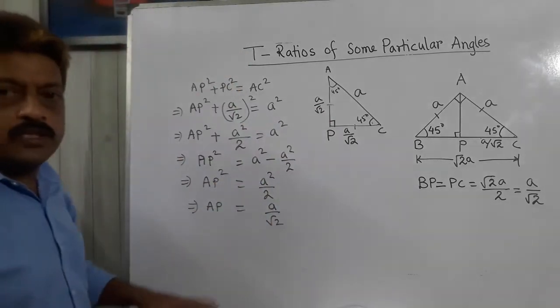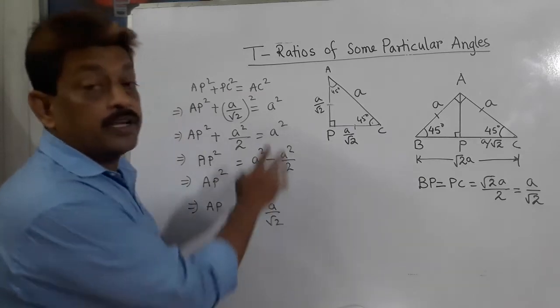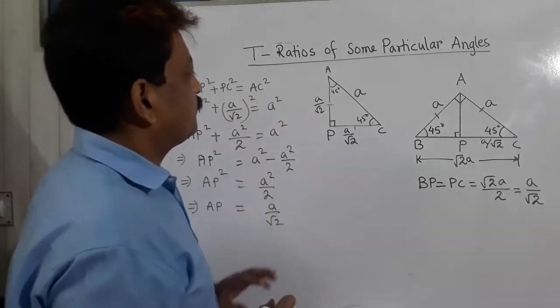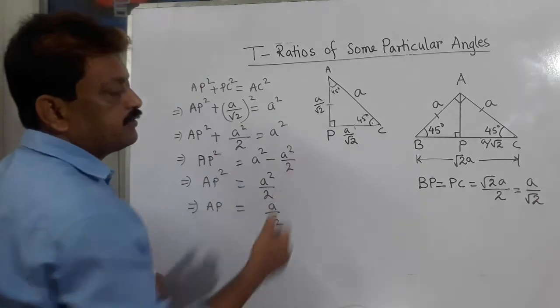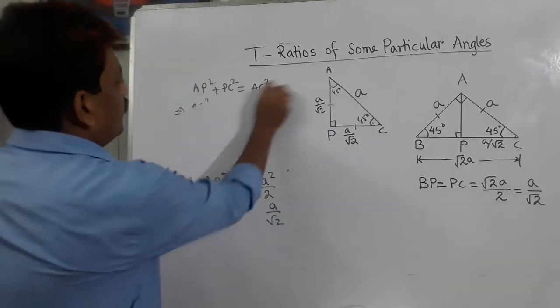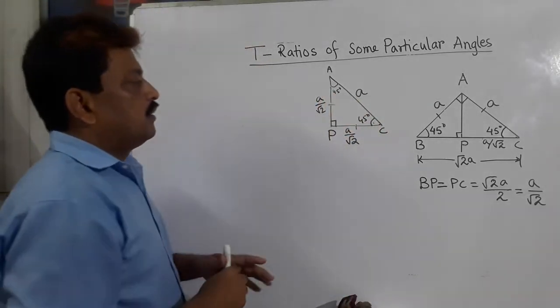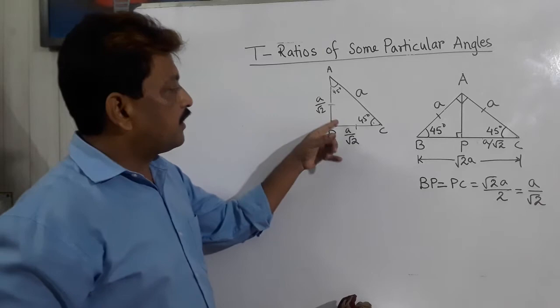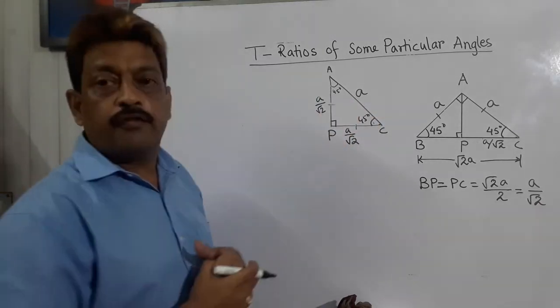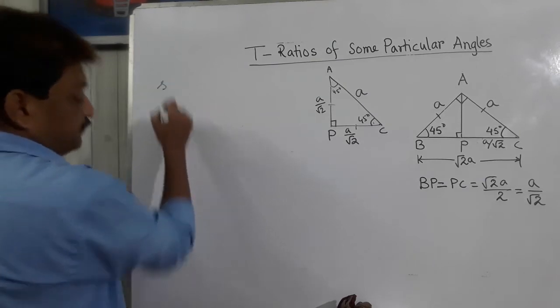So we don't have to do this, but still for better understanding I have shown you how to find the other side if two sides are given in a right angle triangle using Pythagoras theorem. So these are the informations we have got in a right triangle whose base angle is 45 degree. Now we have to find the value of sine 45.